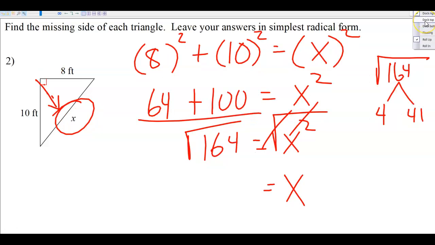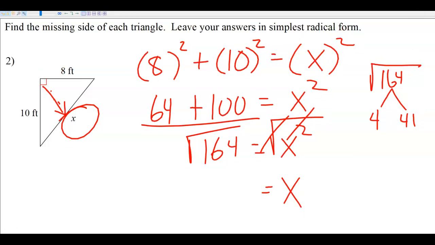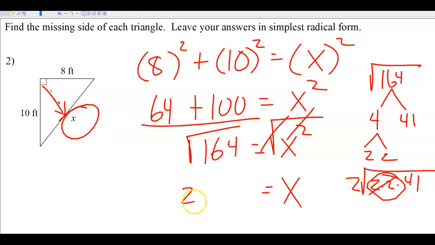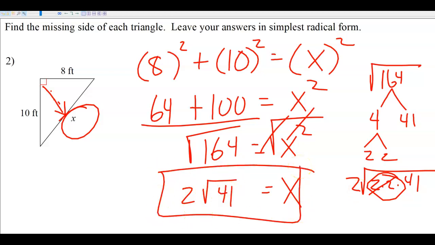Oh, okay, I missed something. I forgot that the 4 breaks down again, right? So that's 2 and 2. So we have the square root of 2 times 2 times 41. And we have a pair of 2, so I can take the 2 out. And therefore, the final answer is going to be 2 square root of 41. So if you can simplify the square root, you should.